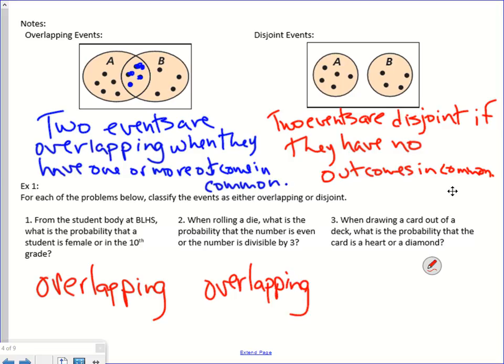Finally, drawing a card out of a deck. Probability that the card is a heart or a diamond. Well, what you know about a deck of cards is there are 4 suits. Each card has 1 suit. So if a card's a heart, it's definitely not a diamond. If it's a diamond, it's not a heart. So these are disjoint. There are no cards that are both hearts and diamonds. All right, let's go on and learn some formulas.